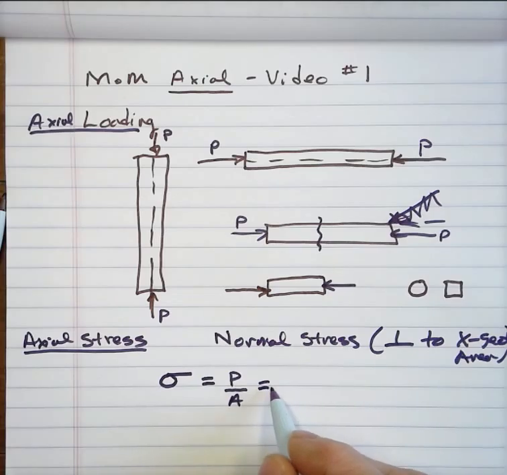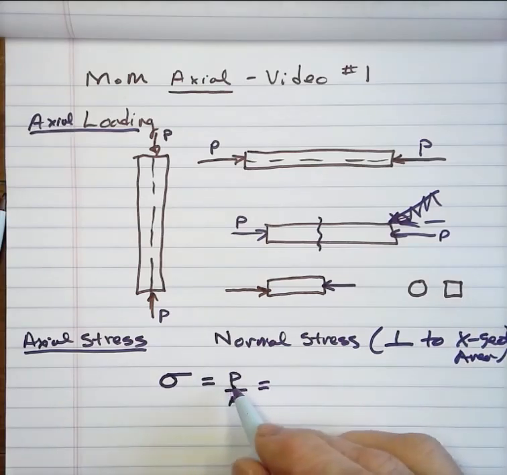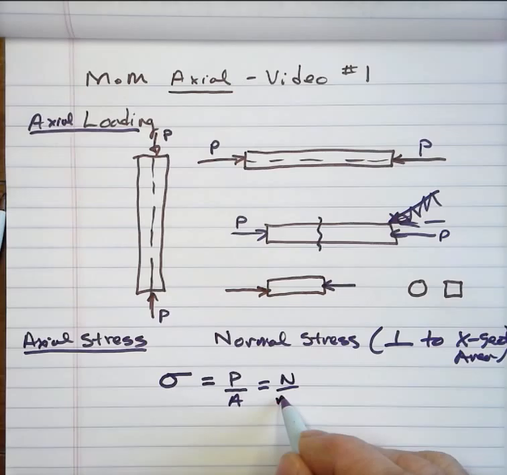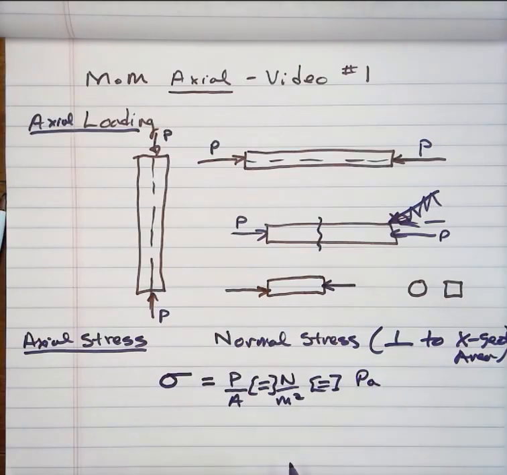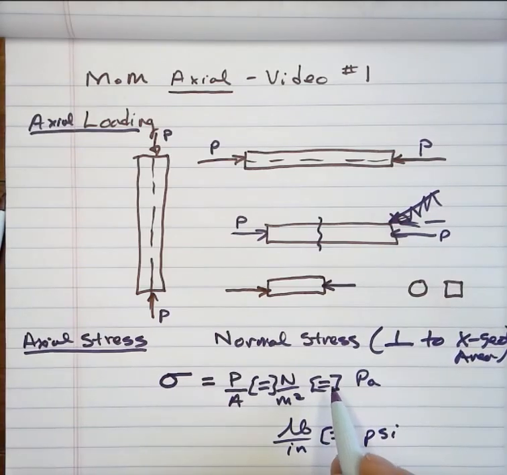What would the units be? Well, let's see. If our force was in newtons and our area was in square meters, we would have units of pascals. Or if our force was in pounds and our area was in square inches, we would have units of PSI. Typically that symbol there, the bracket around the equal sign, is representative of the units. All right, so let's press pause and flip the paper here.